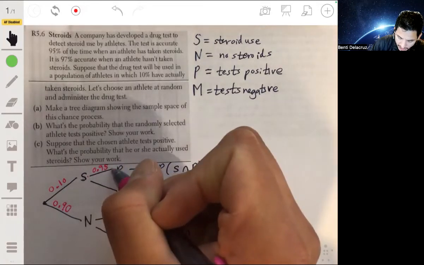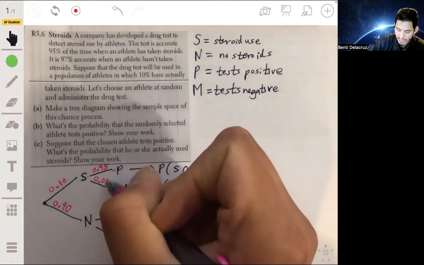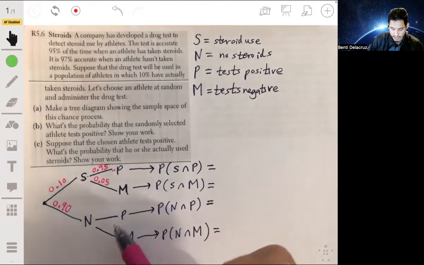95% of the time it's accurate. That means 5% it isn't accurate, so we would put 0.05 here, because again, these two have to add up to 1. Now let's look over here.